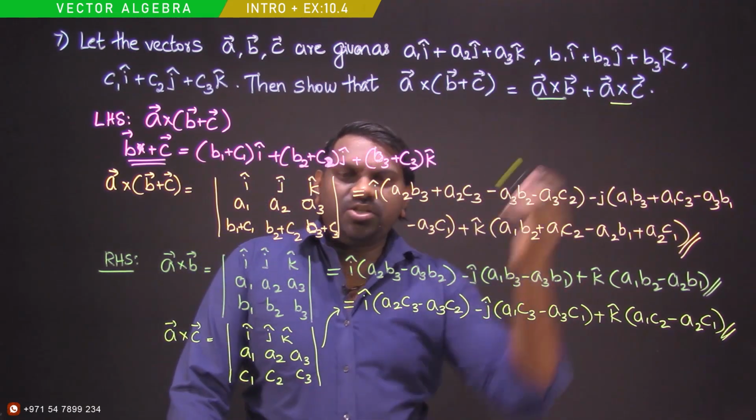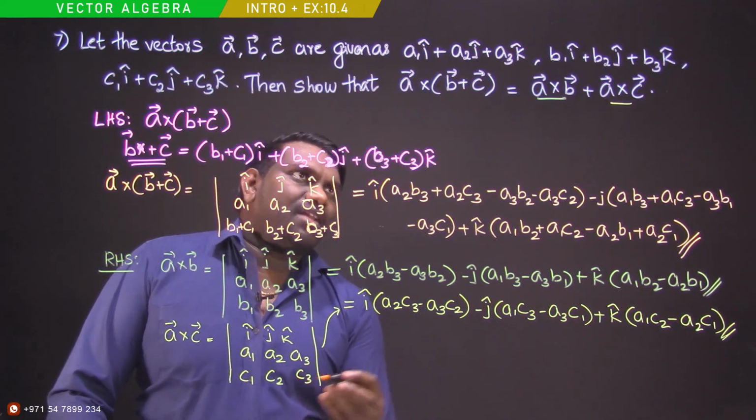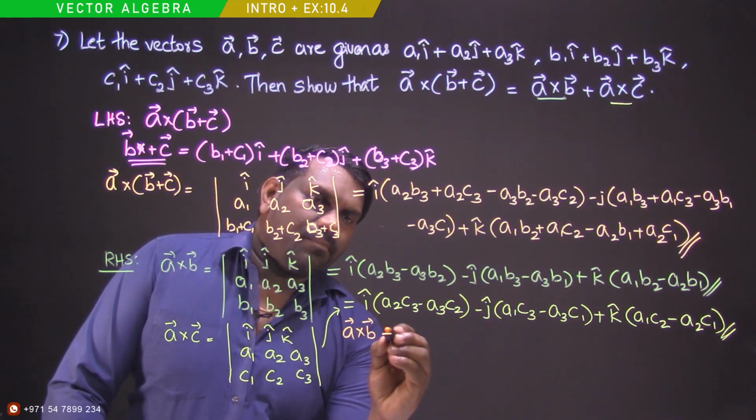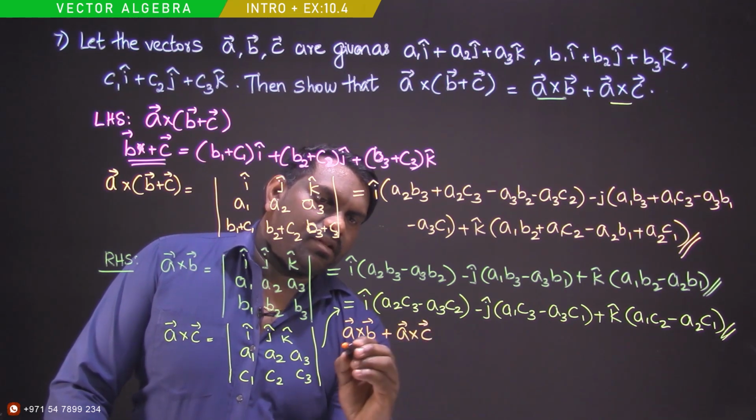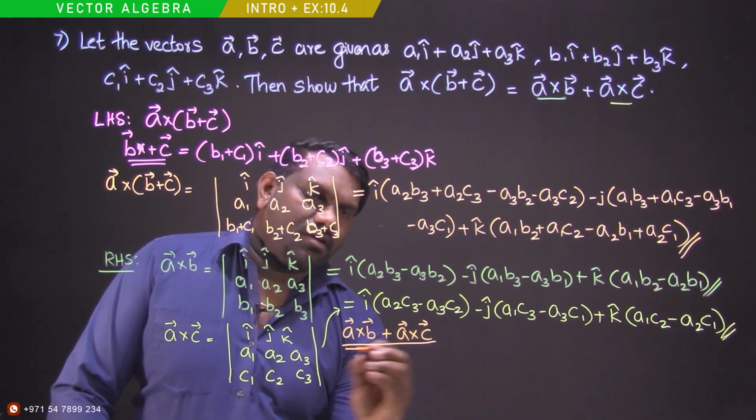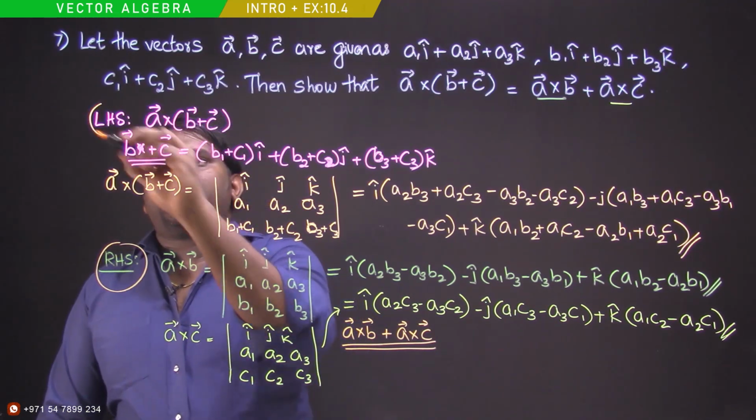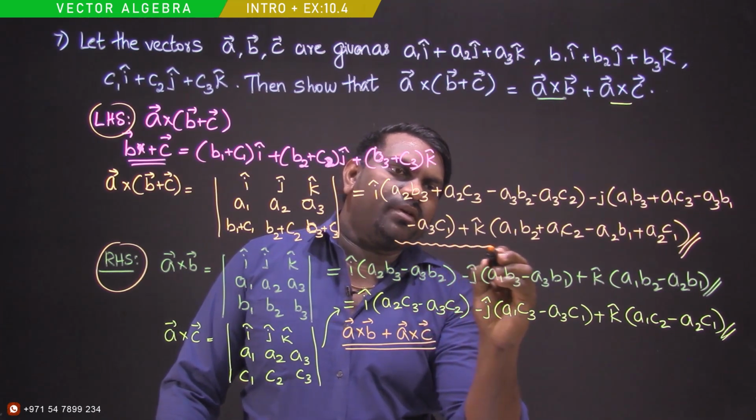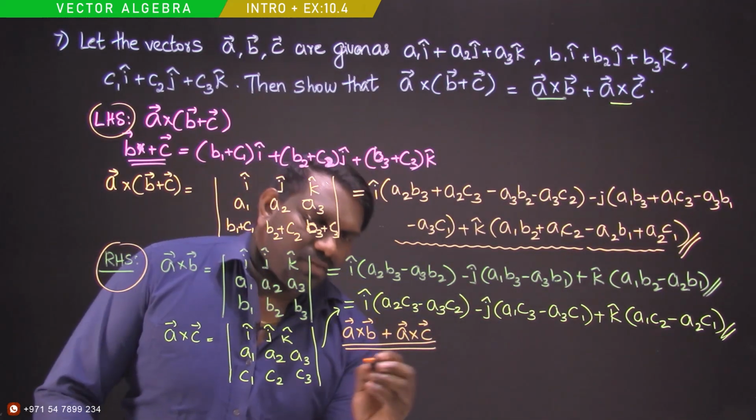Now I need to add these two. So when you add these, what are you going to get? Let's see. A cross B plus A cross C. Let's see what we are getting for these. This is in fact your RHS. We are finding RHS. We already got LHS. We just need to check whether the same thing is what we are getting over here when you add these two.